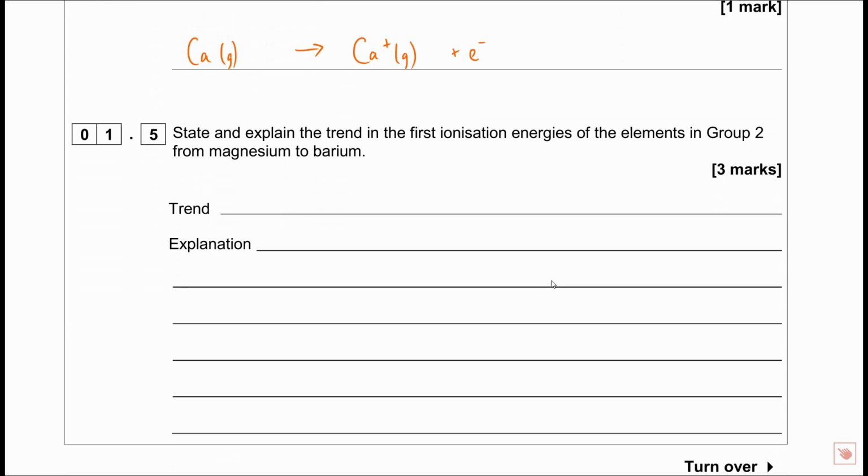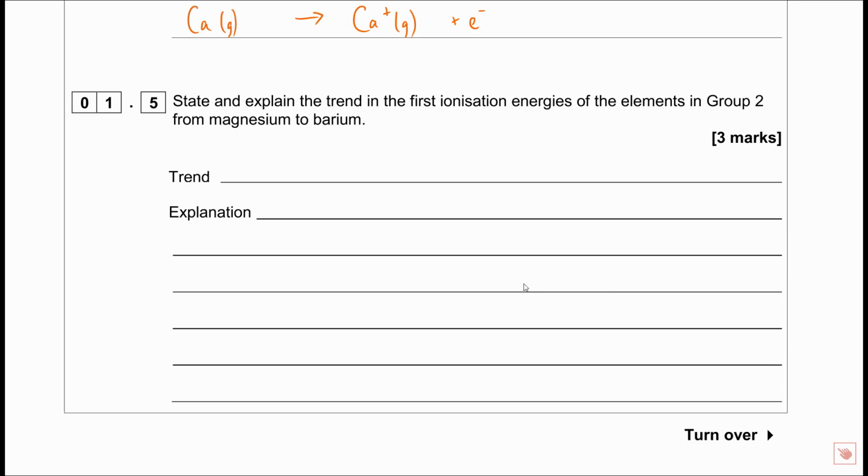State and explain the trend in the first ionization of the elements in group 2 from magnesium to barium. So we're going down the group, I believe. I've not got a periodic table on me, so I'm trying to work this out. So we're going down the group here. Okay, as we go down, what's happened to the first ionization? They're going to decrease. Well, why is that the case?